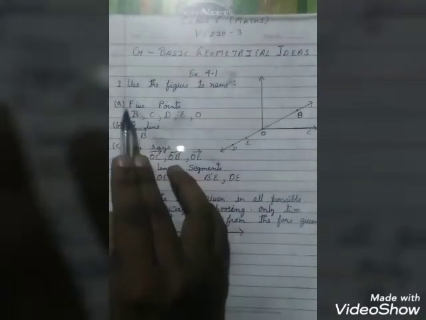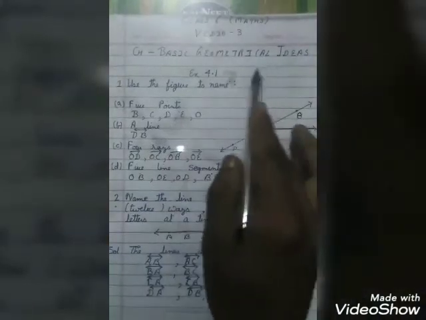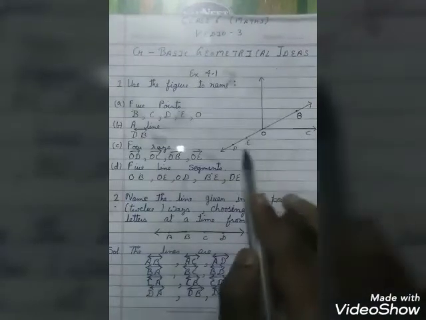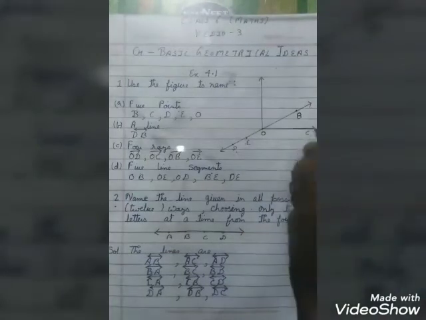So see, first part, 5 points. How many points can you find here? Here are 5 points: B, C, D, E and O. All these are fixed points.